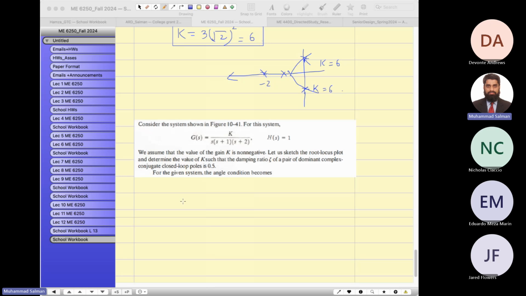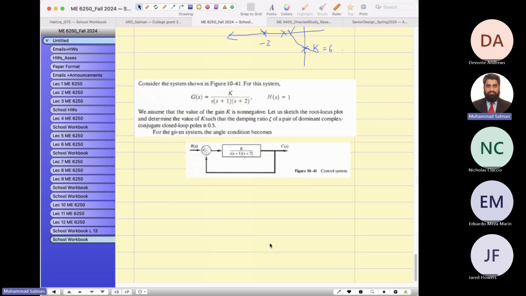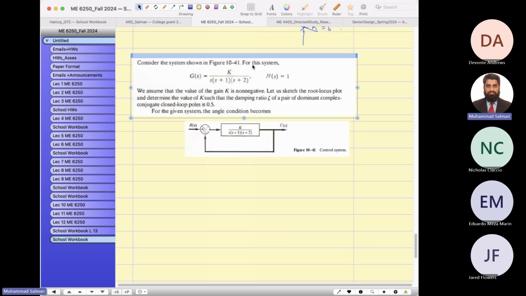Yeah, let me show you the figure. Probably I showed you a general figure. This is the real figure. So this is the actual figure for which we want to find out the root locus, and we want to locate the k value or locate the imaginary crossover. Plus we want to know what is the damping ratio.